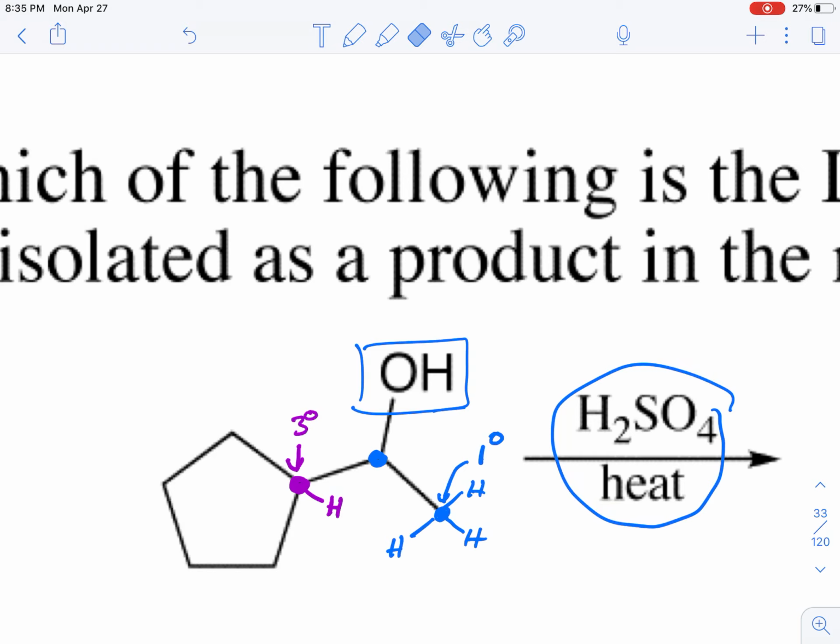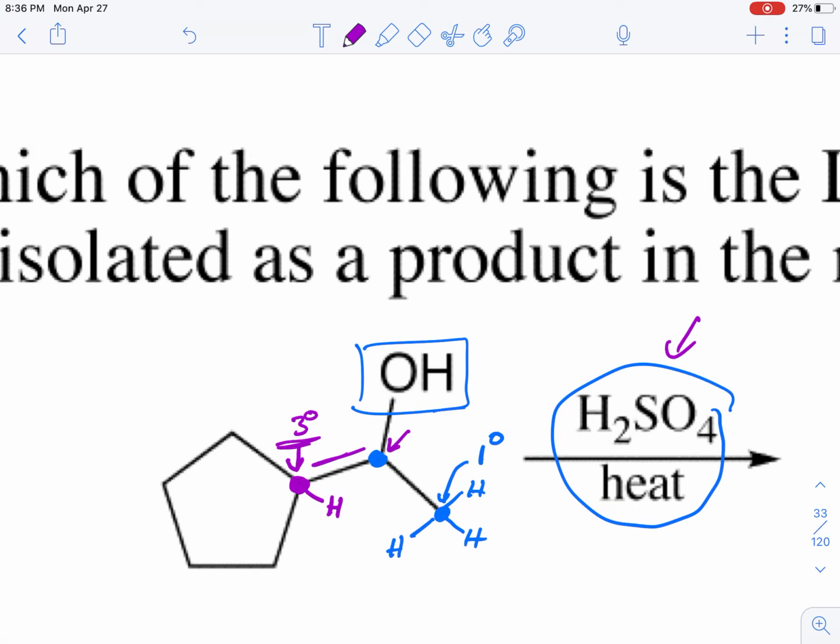And so according to Zaitsev's rule, if we're performing this specific reaction, this is telling us that the double bond is going to form between the carbon that contains the alcohol and the carbon that has a greater number of substituents, prime number, if you will. And so in this case, since tertiary is much greater than primary, then the double bond should form between these two.